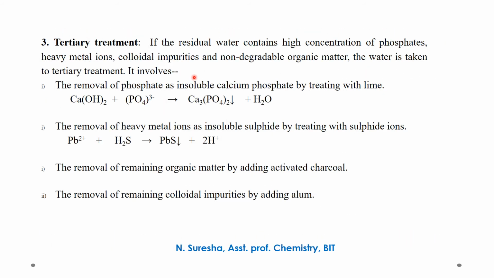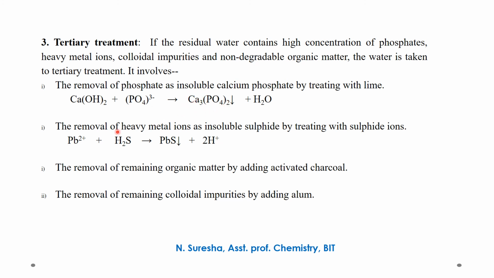In the tertiary treatment, if this water sample still contains heavy metal ions, colloidal impurities, or non-degradable organic matter, they can be removed effectively. The removal of phosphate as insoluble calcium phosphate can be done by treating with lime. If there are phosphate ions in the water sample, they can be removed by treating the water with calcium hydroxide. When we add calcium hydroxide to the water containing phosphate, it will be converted into stable calcium phosphate.